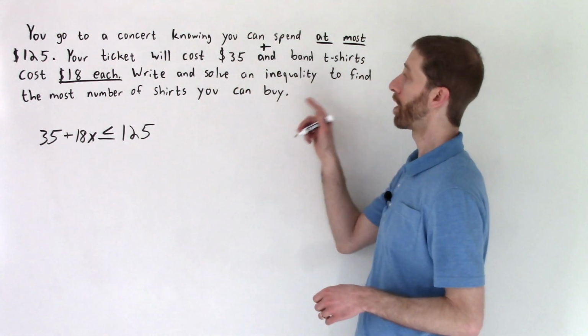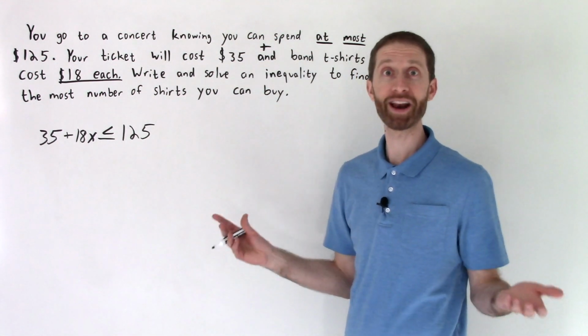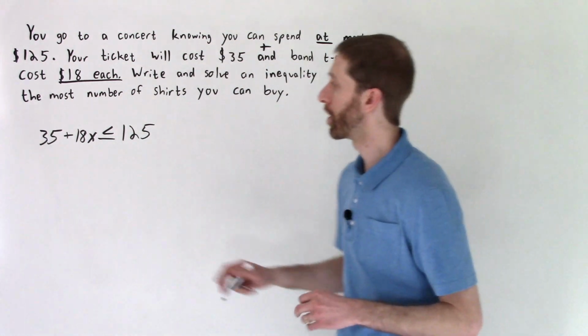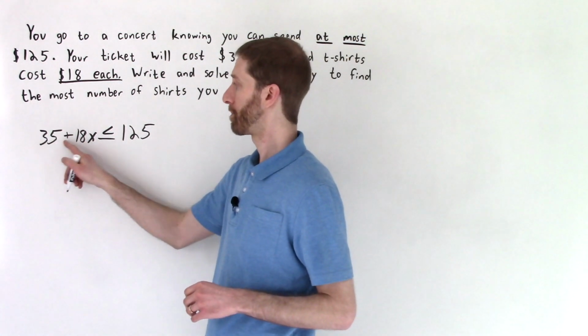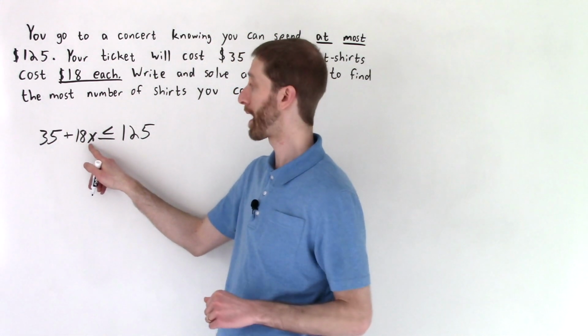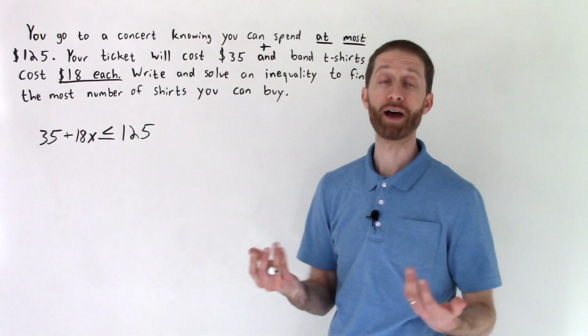Write and solve an inequality to find the most number of shirts you can buy. Yeah, we just translated everything we needed. So rather than go back and read it again, we've gone word for word. So the $35 you spent on a ticket, in addition to that, the $18 per number of shirts that you buy must be less than or equal to the $125 that you have to spend.